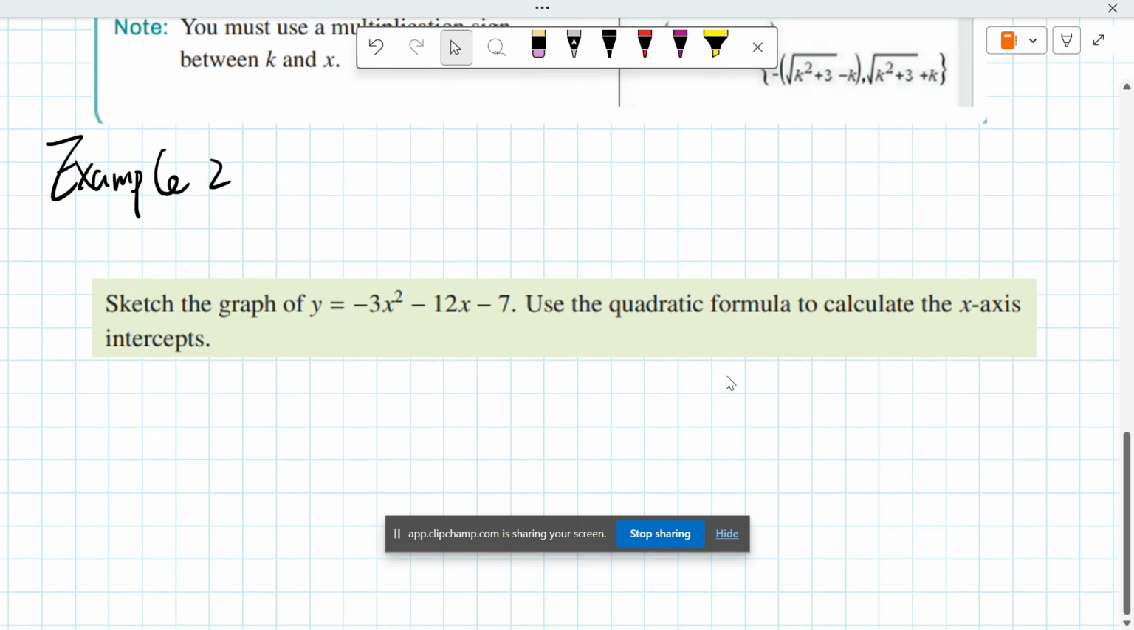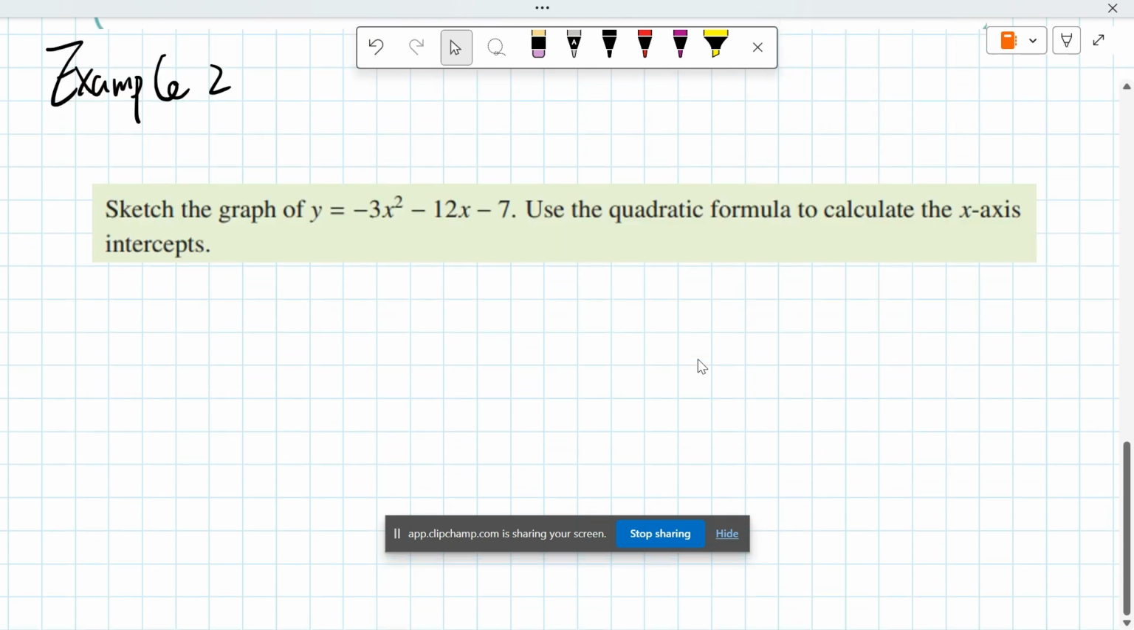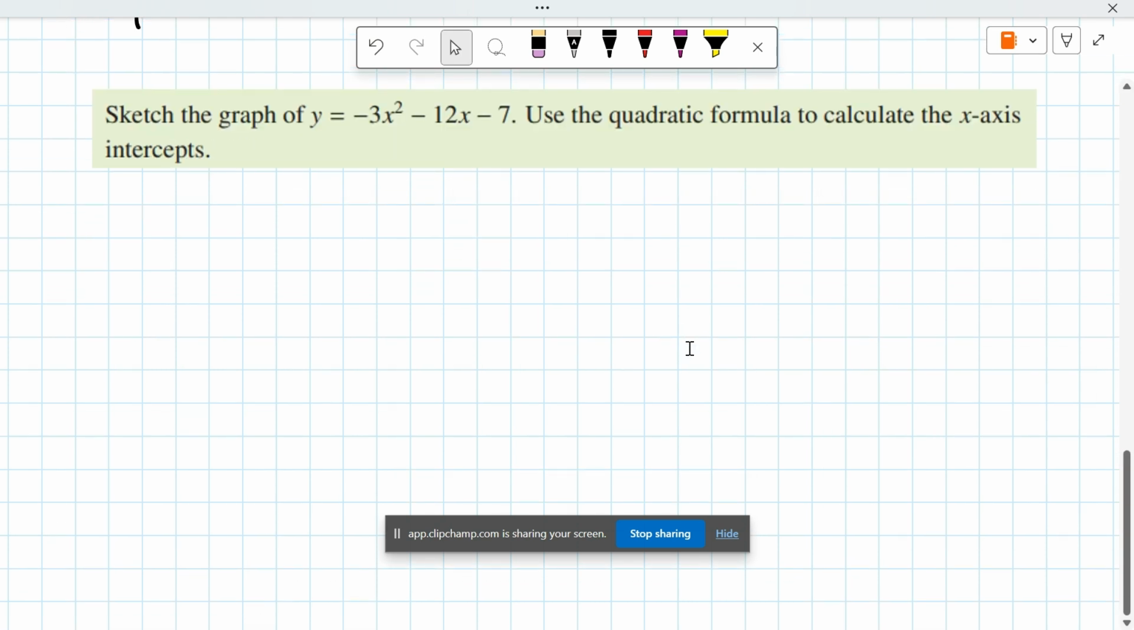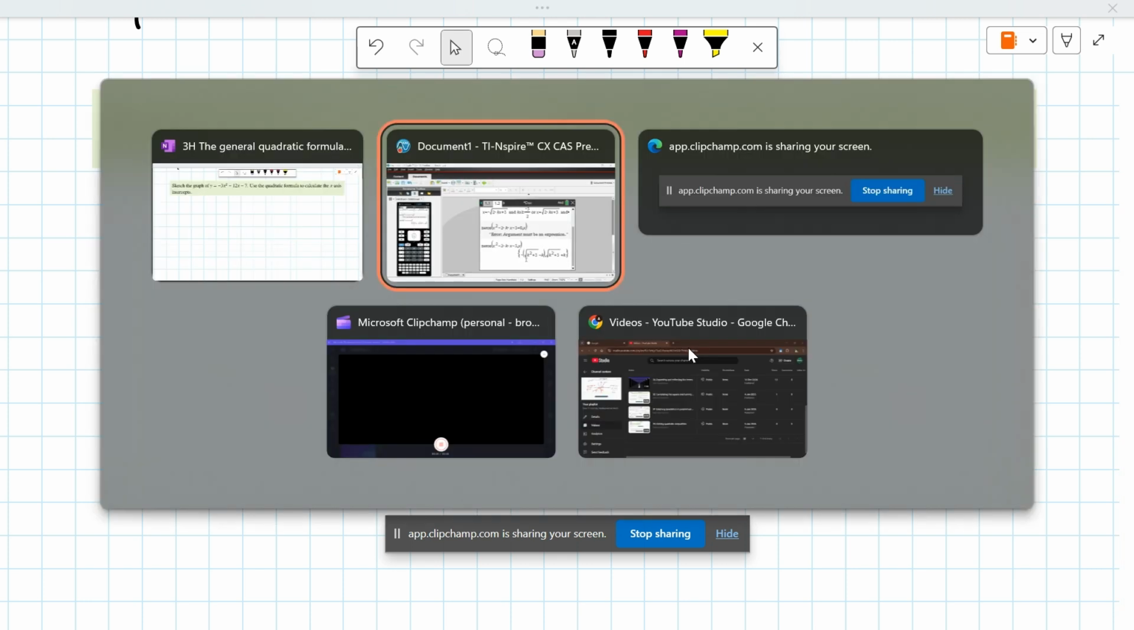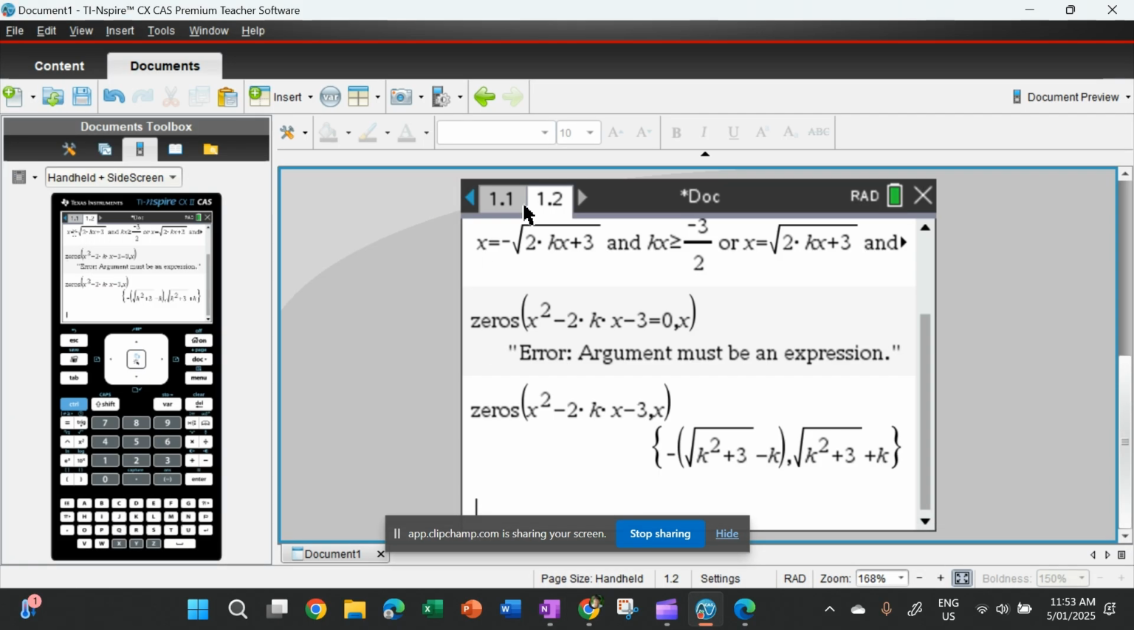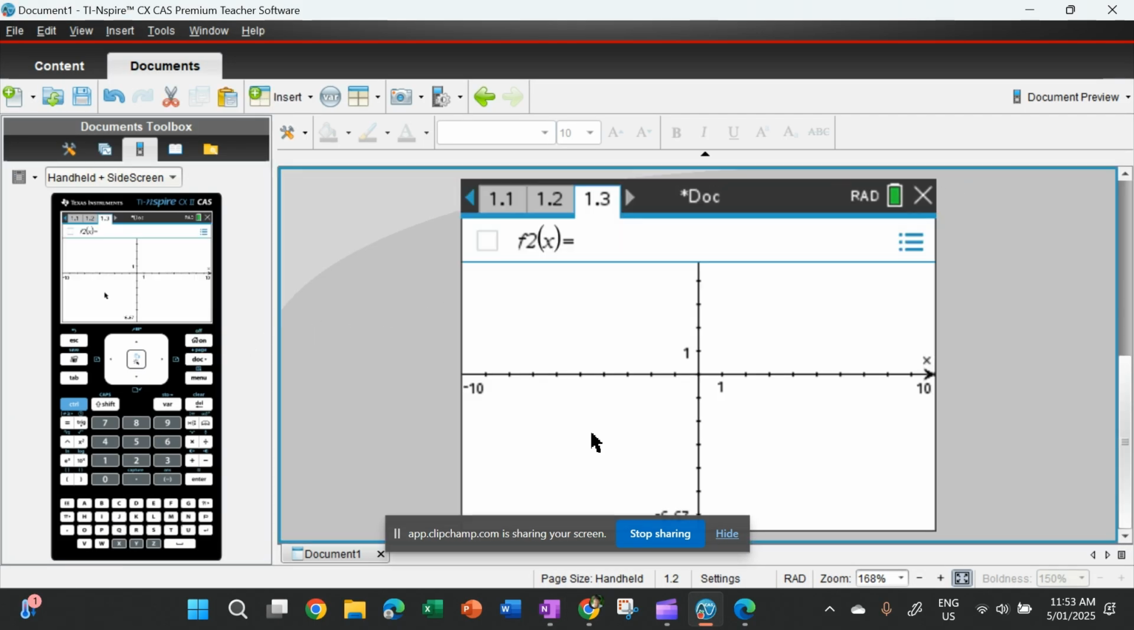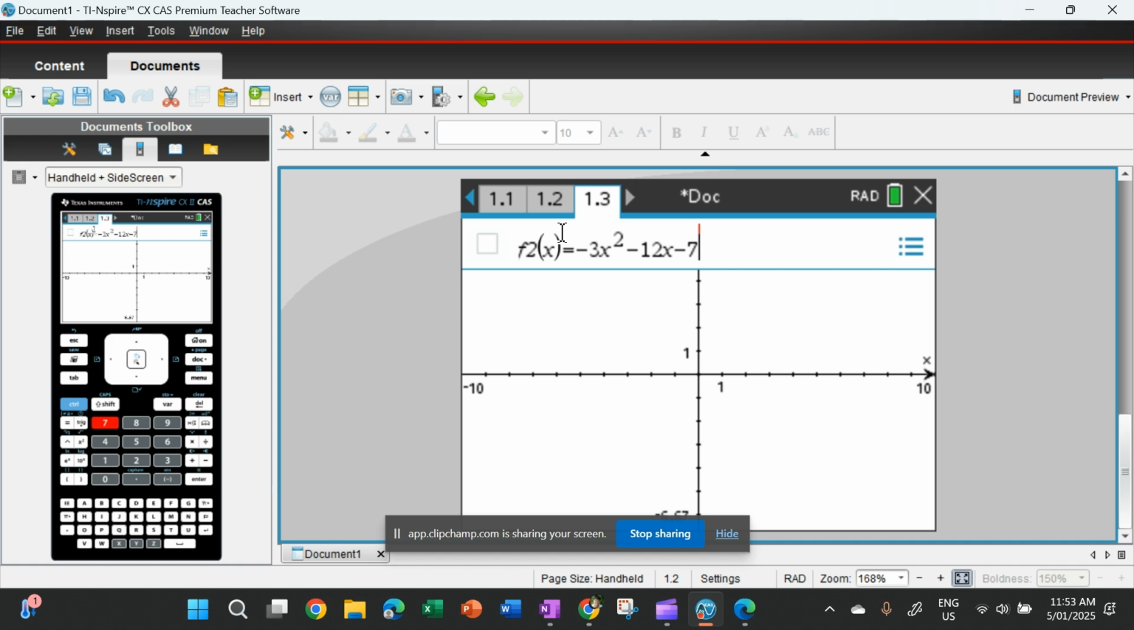Now we're going back to example 2, sketching the graph of quadratics. I'm going to show you how to do it by hand in class, and now I'm going to show you how to do it by CAS. First, we copy that one to the CAS calculator. We practice this all the time because you actually need to know how to use the CAS. Minus 12x minus 7.